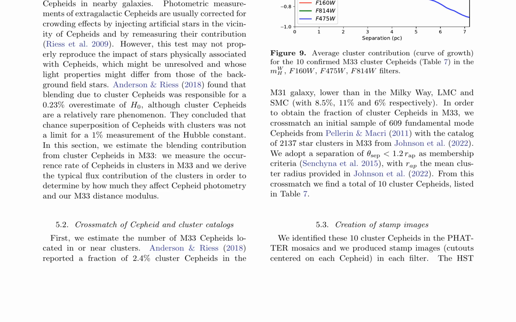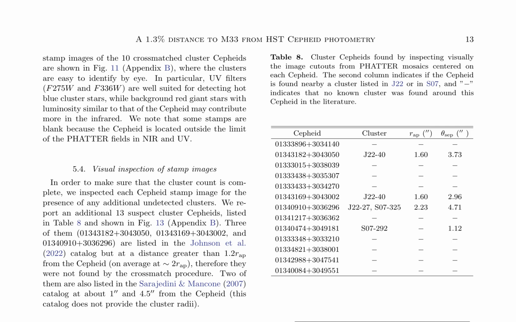To further analyze the cluster Cepheids, the authors create stamp images centered on each Cepheid in each filter, utilizing the PHATTER mosaics. These images help in understanding the impact of blending on photometric measurements and provide insights into the blending effects from cluster Cepheids. This study leverages the high-quality PHATTER photometric survey of the M33 galaxy to construct a Cepheid period-luminosity (PL) relation in the SH0ES near-infrared Wesenheit system.